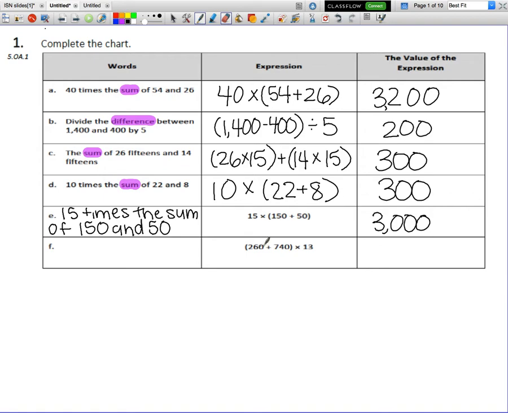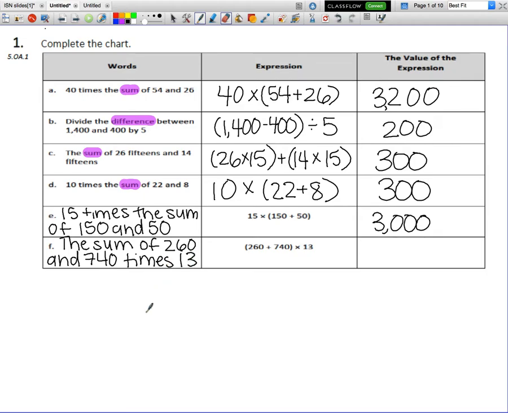All right, so then here, now it gives it to us in reverse order. It puts the multiplication at the end and the parentheses at the beginning. So all we're going to do is we're going to use the same situation we have here. We just have to change the order so it reads the same way. So we're going to start with the sum because parentheses come first. The sum of 260 and 740 times 13.